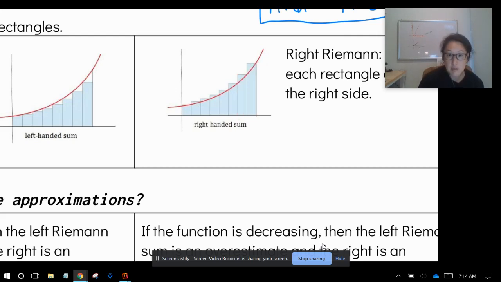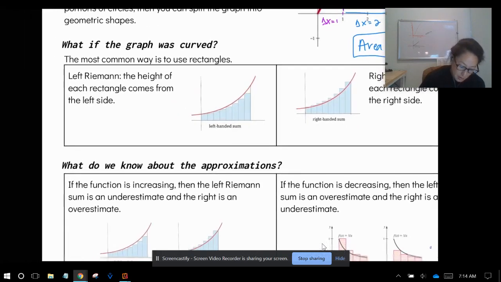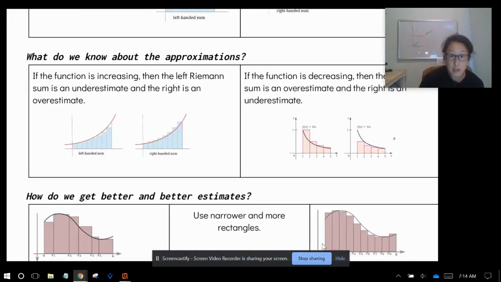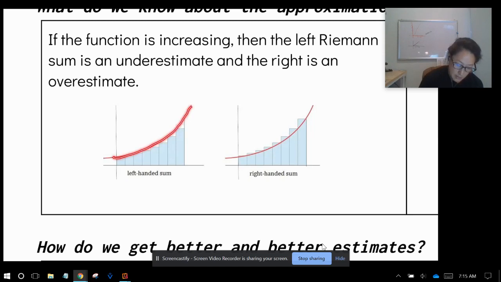So it is an approximation where you can see this right Riemann sum is an overestimation, and sometimes, like this one, is an underestimation. Talking about overestimations and underestimations, we know that if the curve is increasing and we're taking the left Riemann sum, it is going to be an underestimate. If the curve is increasing and we're taking the right Riemann sum, it's an overestimate.